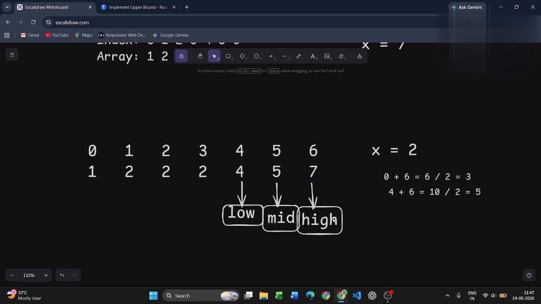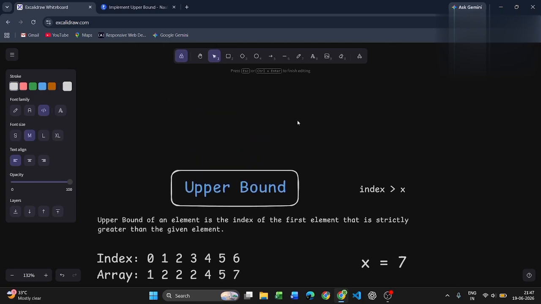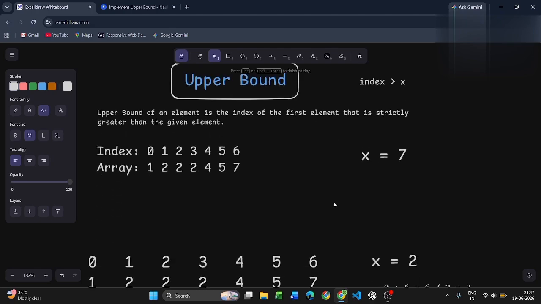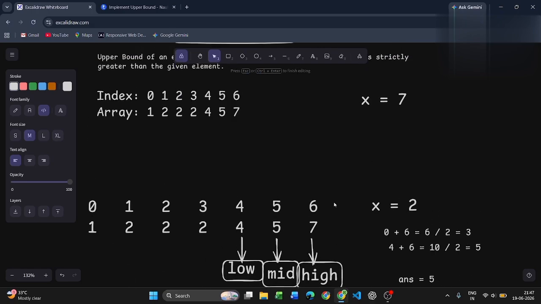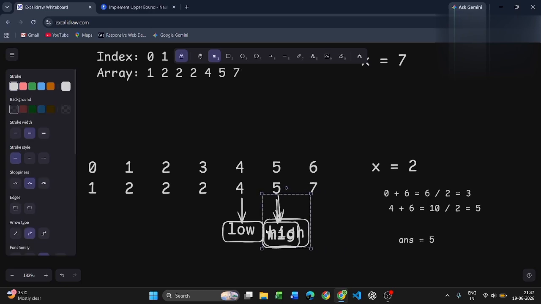Now here we can see that the middle element is greater than 2. We can say that it can be our answer. So we can store it in the answer variable, we can store the fifth index here, but we need to find the first element that is strictly greater than the target element. So we need to trim down our search space to get the smallest possible answer. So we need to place the high at mid minus 1.